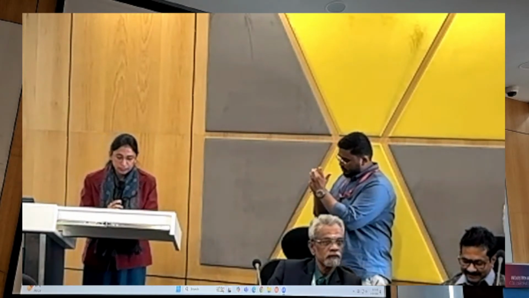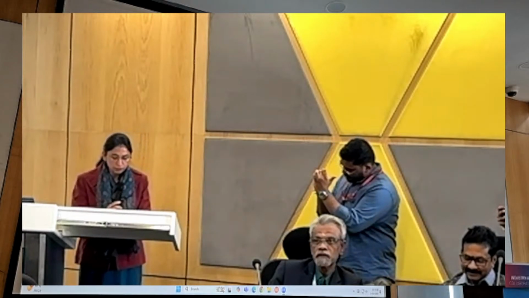In the session chairs, we have with us Dr. Hazur Singh, Professor and Mohan. And in the session co-chairs, we have with us Dr. Pradeep Kumar and Professor Ajay Sharma.